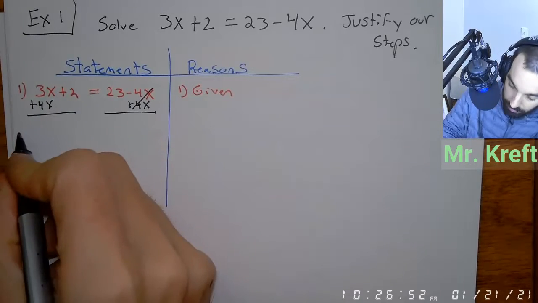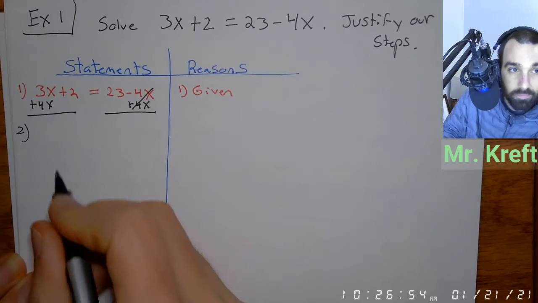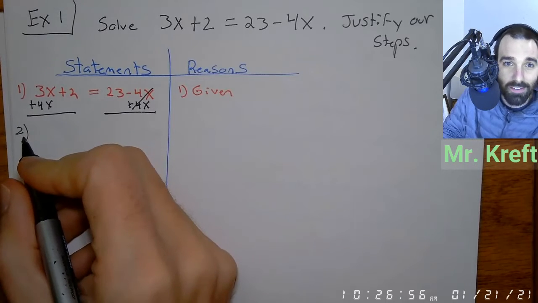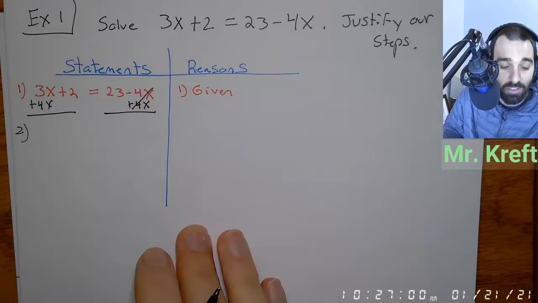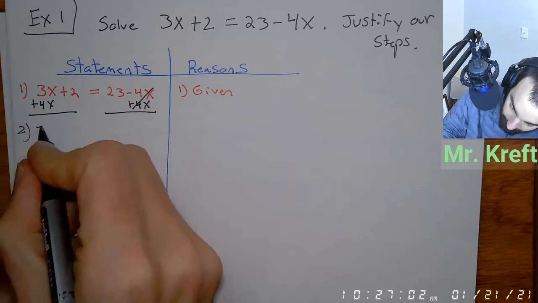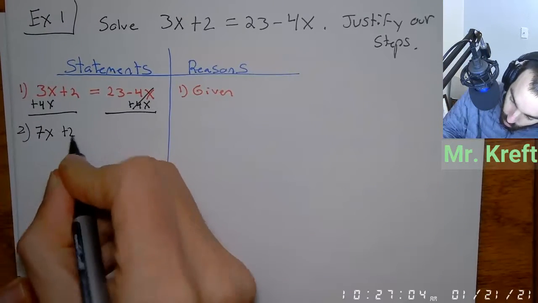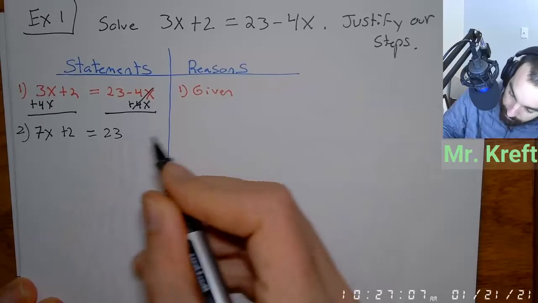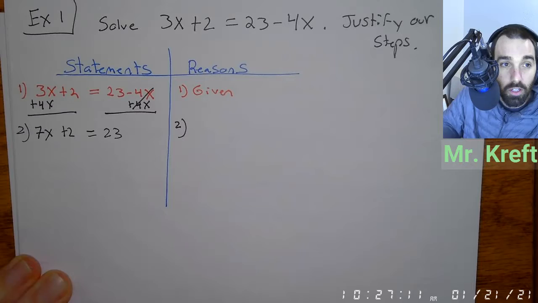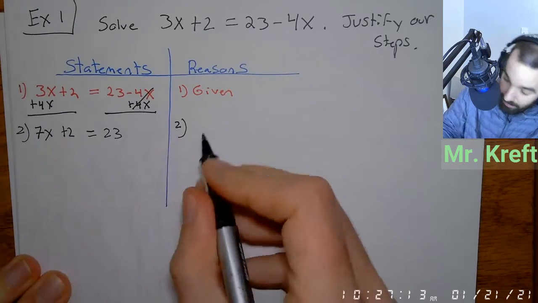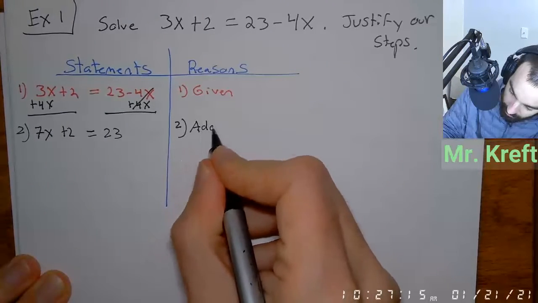So 3x plus 4x, so this is going to be step 2 now. 3 plus 4, I've got to use my fingers here because my calculator's away. So I have 3 plus 4 is 5, 6, 7. So I have 7x plus 2 equals 23. Now I have to write, how did I get here? Okay, so what did I do? I did addition.